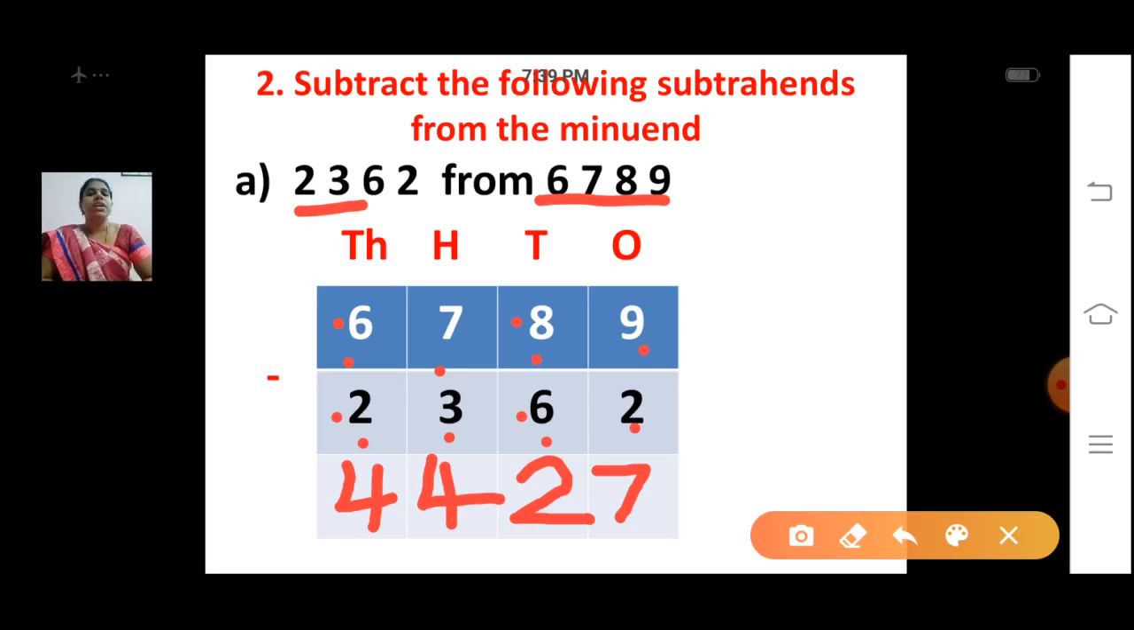So the answer is, when you subtract 2,362 from 6,789, the answer is 4,427. So the first step is to subtract the ones place: 9 minus 2, 7. Then 8 minus 6, 2. 7 minus 3, 4. Then at last 6 minus 2, 4.